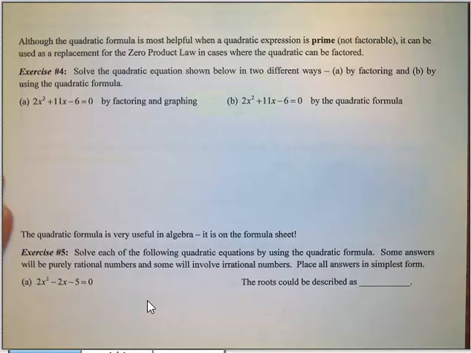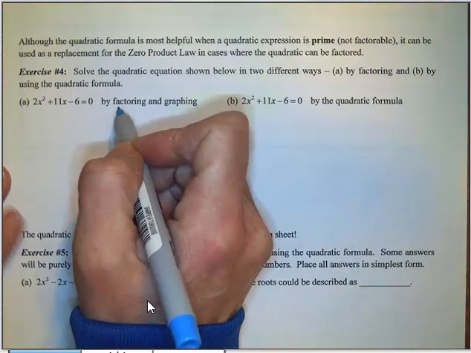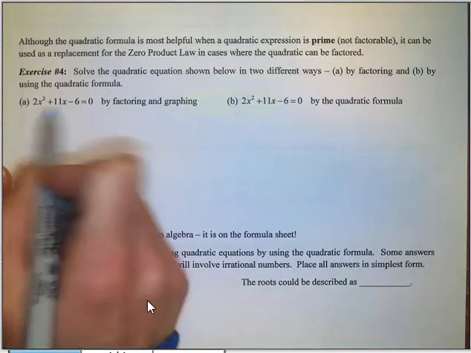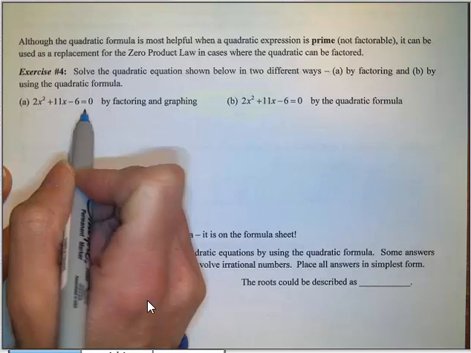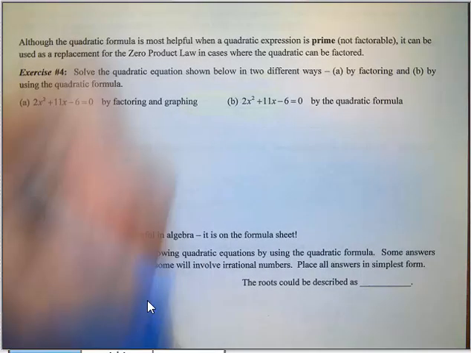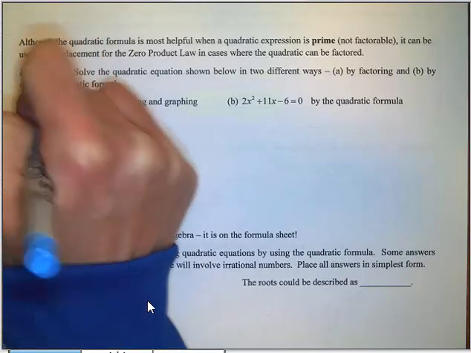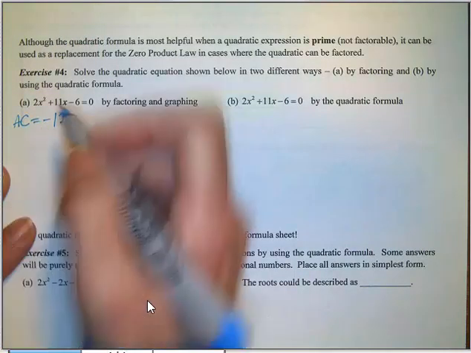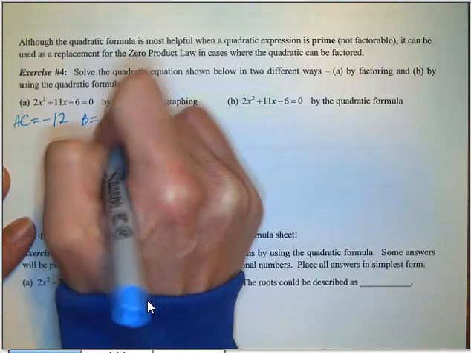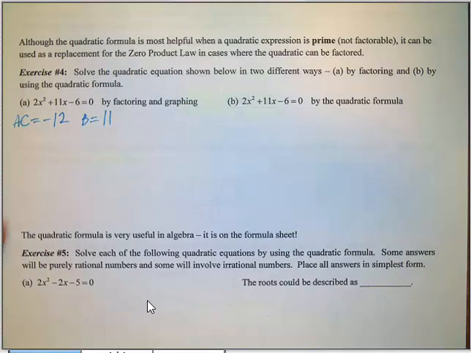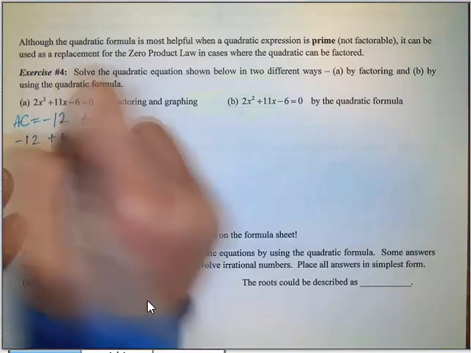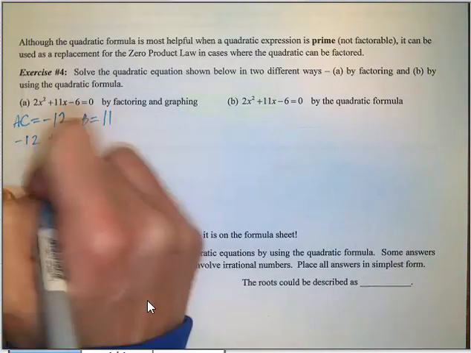So factoring. We have an A value, a B value, and a C value. There's nothing in common, and it's a trinomial. Therefore, that means I have to use the AC box. So A times C is negative 12. The negative means my signs are different, so B equals 11. So I need a negative 12 and a positive 1. Make my box.